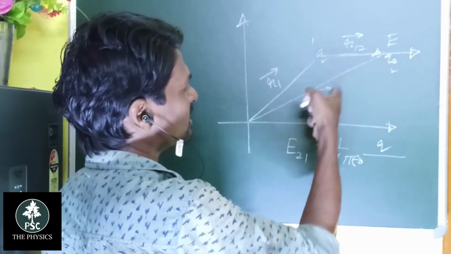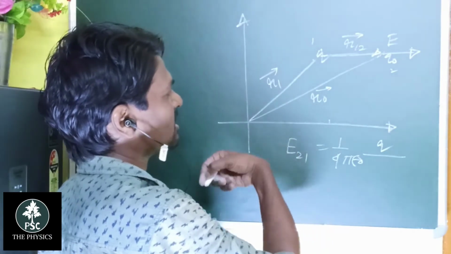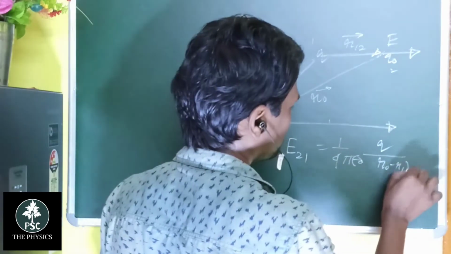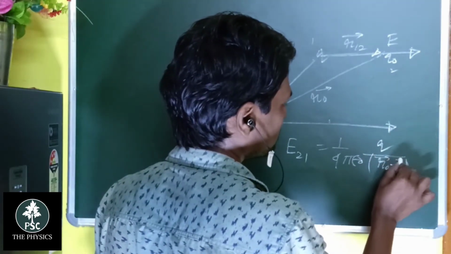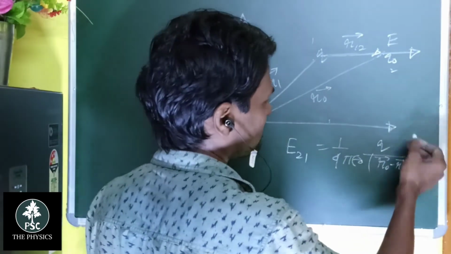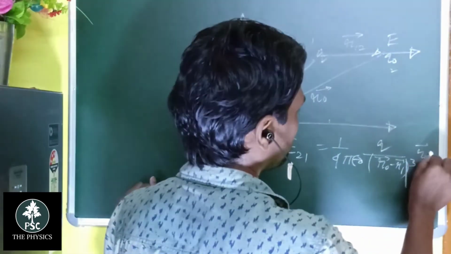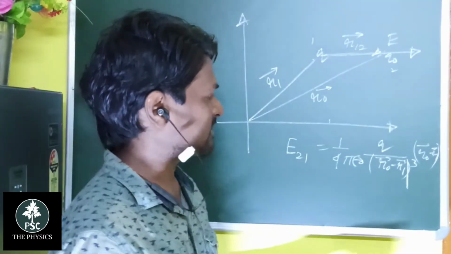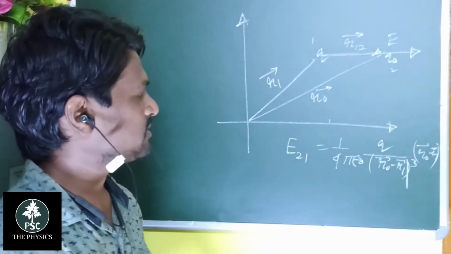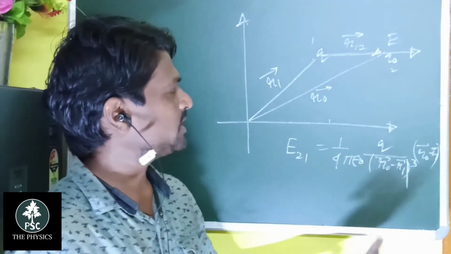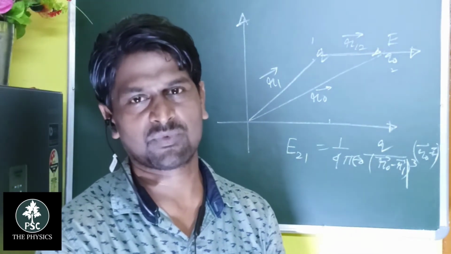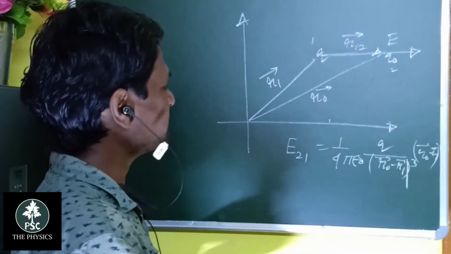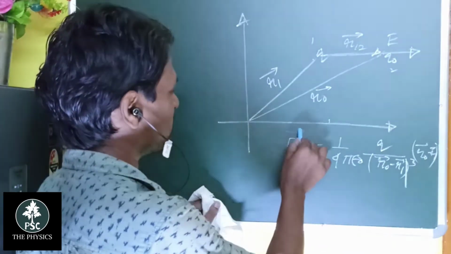So you can get this as R0 minus R1, or R2 minus R1. This is the modulus of R0 minus R1, and this is Q, and then the vector R0 minus R1, which is the position vector. So you can apply this. Next, students, this is the concept of electric field, and it is a vector quantity also.